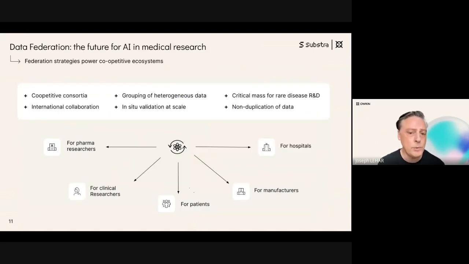We very much view that federation is really the future for data management for AI and medical research. Basically, it enables you to take collaborations between different sources of data and make analyses from data available for pharma researchers, for clinical researchers, for patients, manufacturers, and for hospitals.